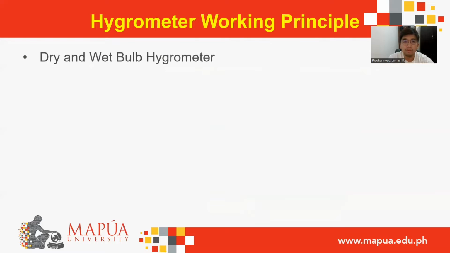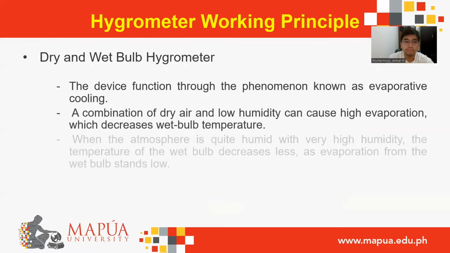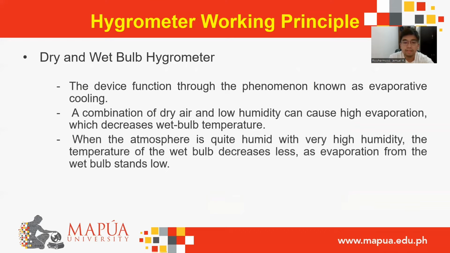Now, we are going to move on and talk about the hygrometer working principle, which is the dry and wet bulb hygrometer. Dry and wet bulb hygrometers function through the phenomenon known as evaporative cooling. Water evaporates from a surface and becomes cold as water molecules absorb heat from the surface during evaporation. Because of this effect, the wet bulb consistently exhibits a lower temperature than the dry bulb.